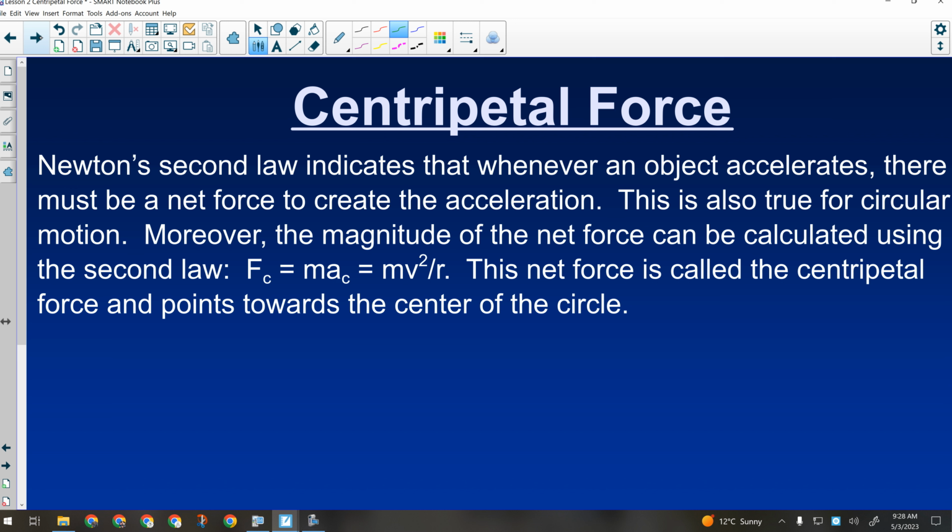So Newton's second law indicates that whenever an object accelerates, there's a net force. That's true for circles as well. This is what we just talked about a minute ago. Centripetal force is net force, it's mass times centripetal acceleration, which is mv squared over r. That formula is on your formula sheet, so you don't have to worry about memorizing it, but it is the one that we're going to use most often. So the net force is the centripetal force.